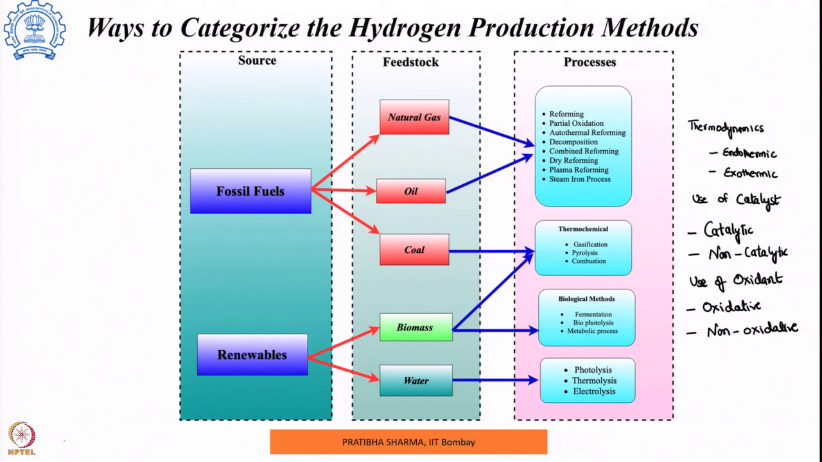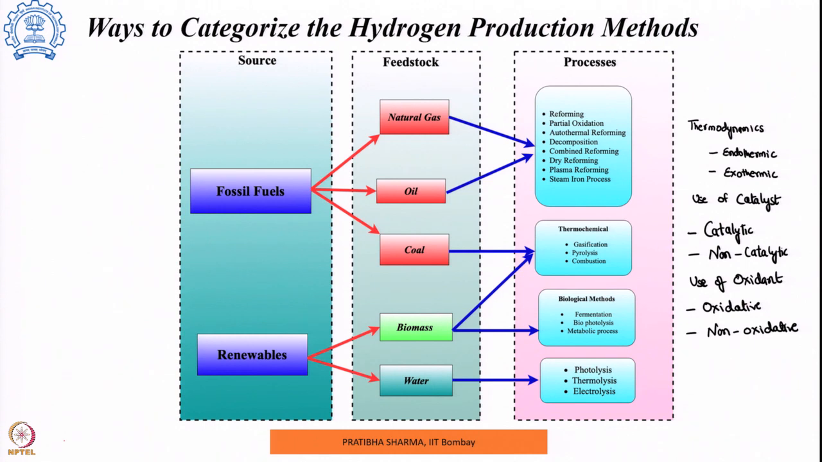One more method of classification is on the basis of feedstock used. So, whether the source used for hydrogen production is fossil fuel based or renewables based. If it is fossil fuel based, then which feedstock is used, whether natural gas, oil or coal. If it is produced from renewables, then based on the source, whether it is from biomass or from water. Depending upon these feedstocks, there are different processes which can be used for hydrogen production. There are a large number of processes; we have tried to put them together. If it is to be produced from natural gas and oil, it could be steam reforming, partial oxidation, autothermal reforming, decomposition of hydrocarbons, combined reforming, dry reforming, plasma reforming or the steam iron process.